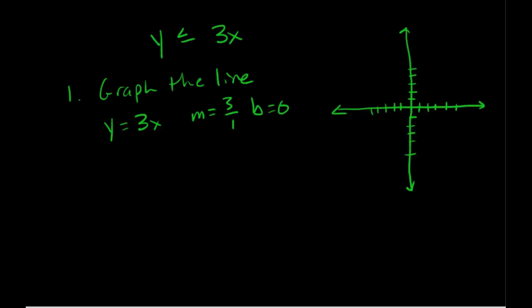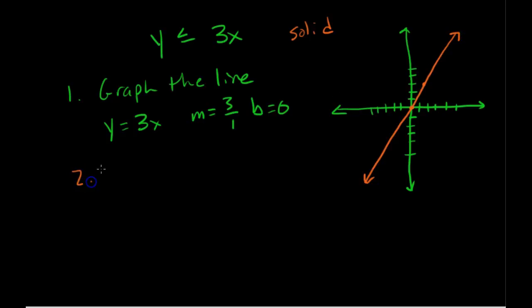So when we graph this, right, we start at the origin, we put a point at the origin, and then we go up 3 and over 1. And this is going to be a solid line, right, because this has got an equal to. So our line will look something like this.